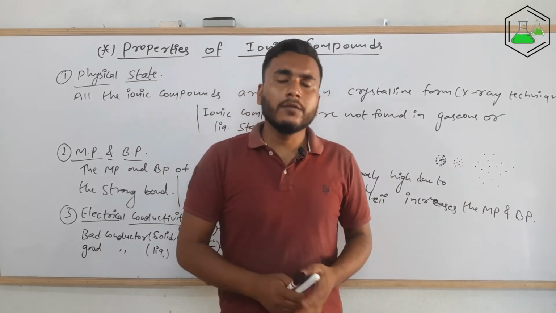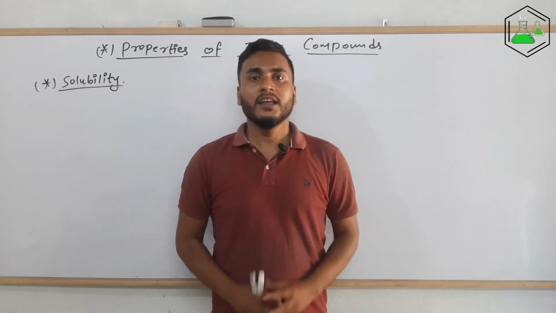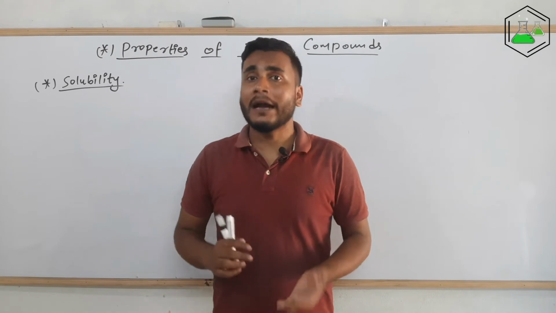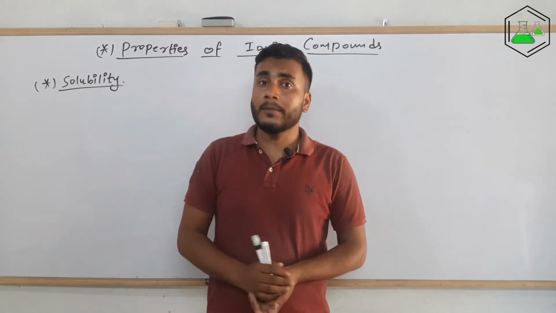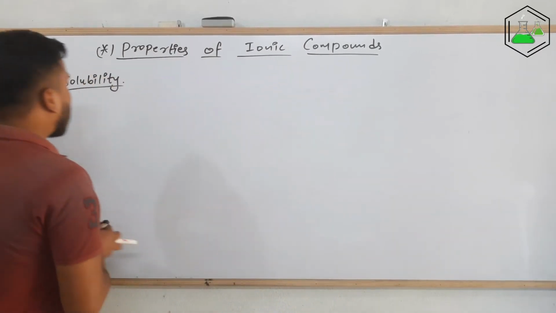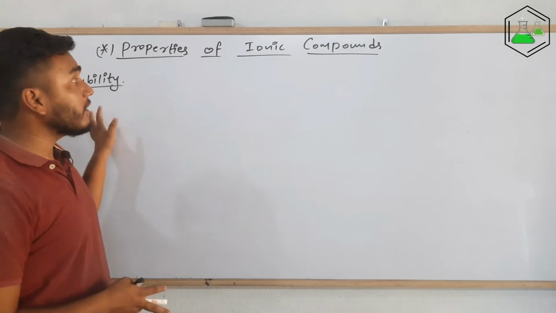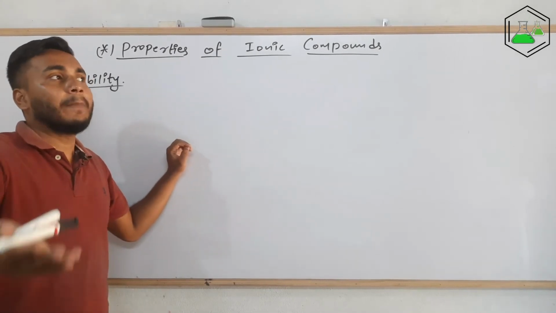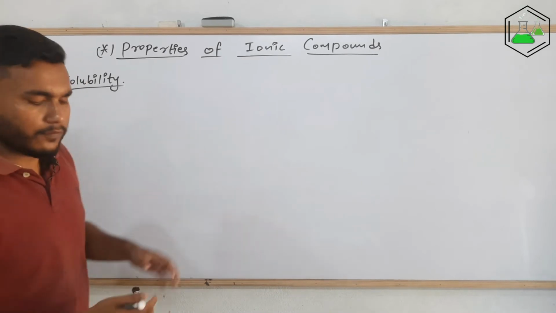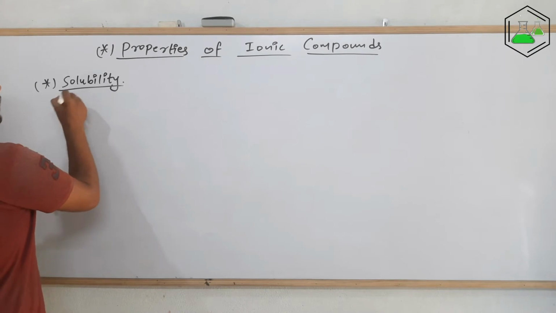Now let's see the fourth property. For that, let me erase this portion. The fourth and very important property of ionic compound is solubility. This property is very important for your examination as well. We know that ionic compounds are soluble in polar solvents like water, but insoluble in non-polar solvents like organic solvents such as benzene or ether or chloroform. First of all, let me write that and I will tell you why it happens.